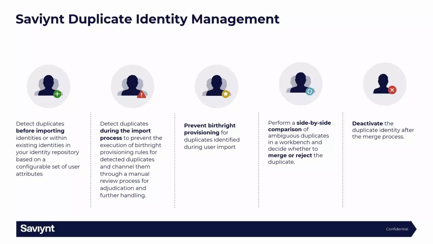Channel them through a manual review process for adjudication and further handling. This process prevents birthright provisioning for duplicates identified during user import. Users can detect duplicates within existing identities to ensure that the compliance requirements are adequately met and not missed because of such duplicates. A manual review process is used for adjudication and further handling of duplicates. The manual review involves comparing ambiguous duplicates side by side in a workbench and deciding whether to merge or reject them. The duplicate identities are deactivated after the merge process.